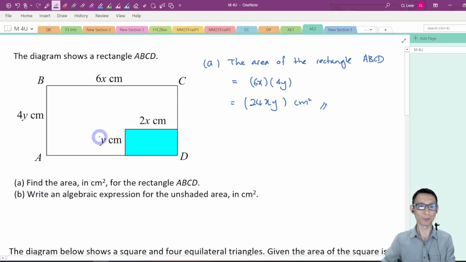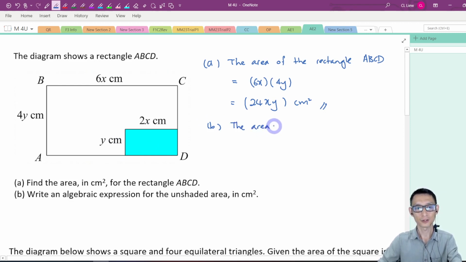Now let's go to part B. We want to write an algebraic expression for the unshaded area in square centimeters. When you refer to this diagram, to find the area of the unshaded region, we take the area of the whole rectangle minus the area of the shaded rectangle over here, right?